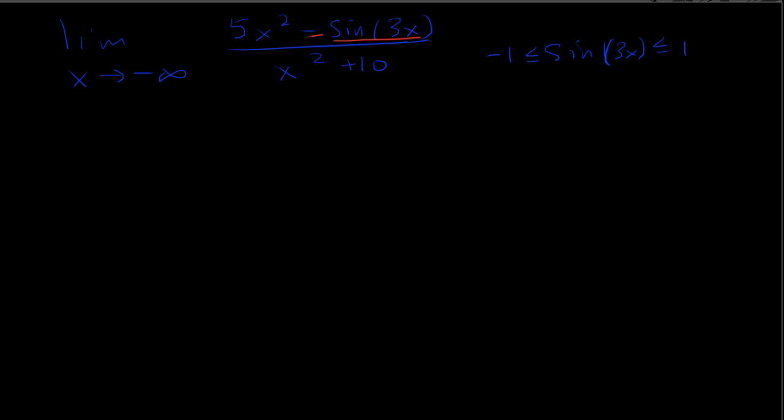So if I multiply everything by negative 1, the inequality switches, and so I have negative sine 3x greater than or equal to -1. The next piece I need is to add a 5x squared. So that would be 5x squared plus 1 greater than or equal to 5x squared minus sine 3x greater than or equal to 5x squared minus 1. And the last piece we need is to divide by x squared plus 10.